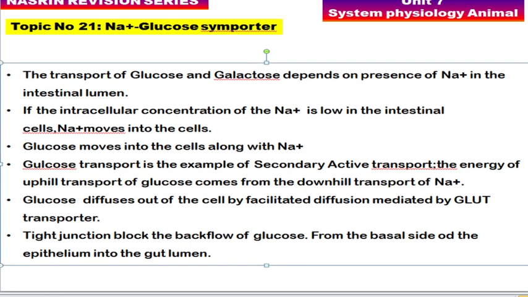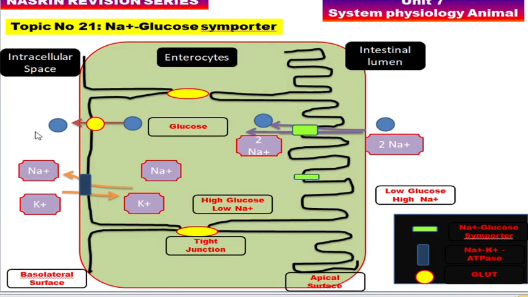Here you can see the intracellular space, the intestinal lumen, and the enterocytes, which are digestive system cells. These are the tight junctions. The main function of the tight junction is to prevent the backflow of glucose. This is called GLUT, the glucose transporting protein. This other protein is the Na+ glucose symporter protein, friends. Please make a note, it is a symport mechanism, not an antiport mechanism.